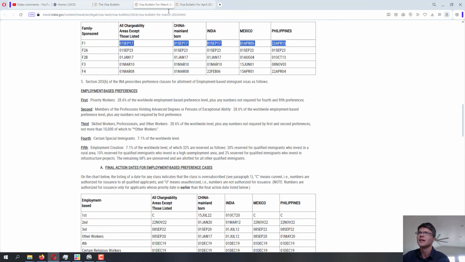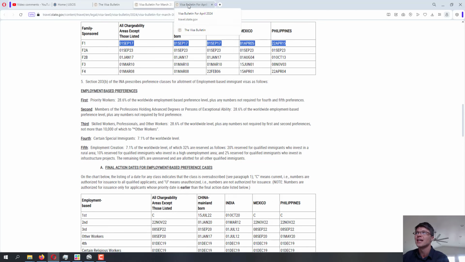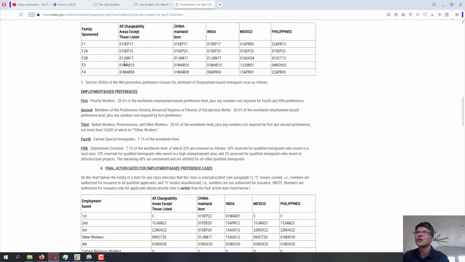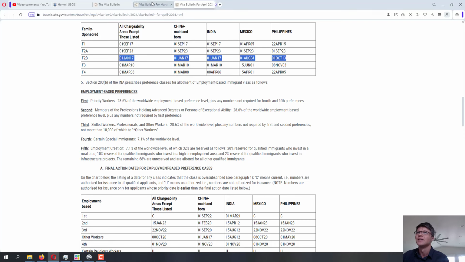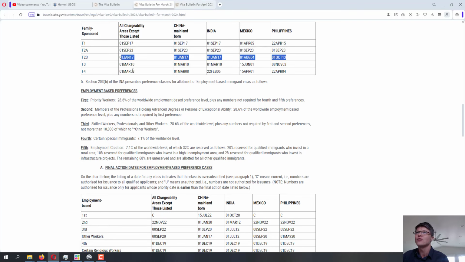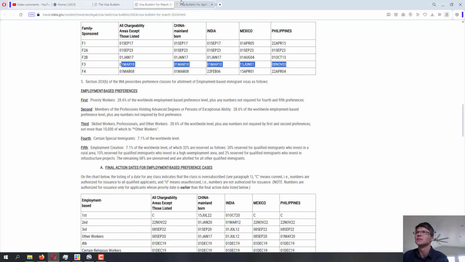Looks like no movement whatsoever for F1 category whenever it comes to the NVC portal opening up. Looks like the same thing for F2A as well. As you can see, there is no difference between March and April. No movement at all. No movement for F2B either. Let me highlight it so that you can see what I'm looking at. And no movement for F2B either, unfortunately. For F3, let's see. Doesn't seem like there's any movement for F3 either, but let's see. March, June, no movement.